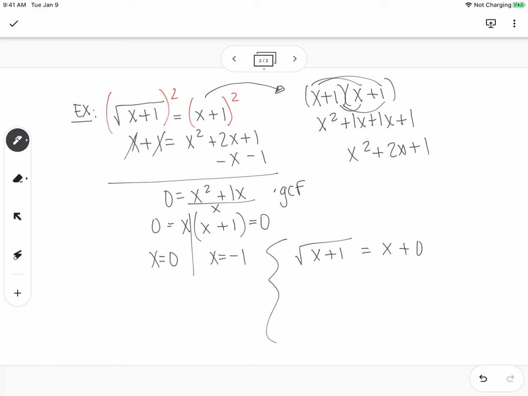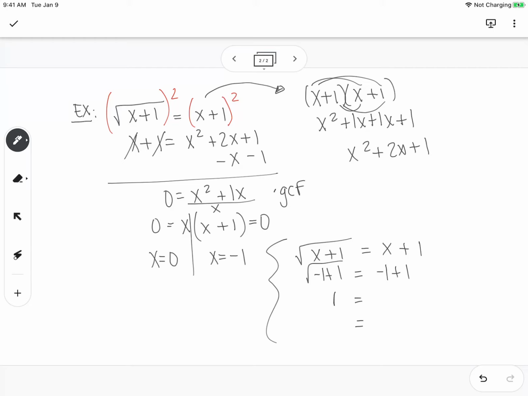Whoops. It's definitely not a 0, it's a 1. So when I plug in a 0, I get 0 plus 1, which is 1. Square root of 1 is 1. On the right-hand side, I get 0 plus 1, which is 1. So that answer worked. So now let's try negative 1. So I'm going to get rid of my 0, and I'm going to plug in a negative 1 and see if it works.